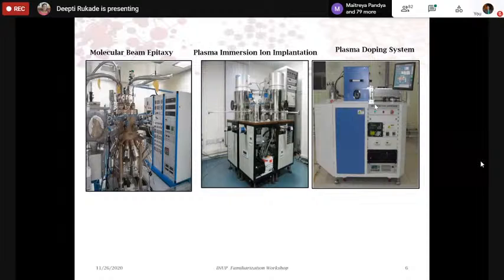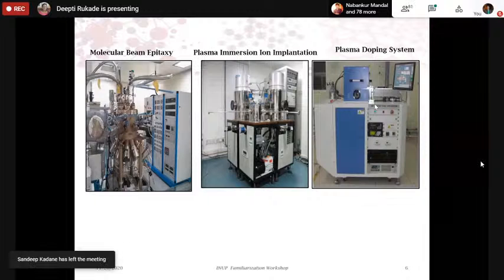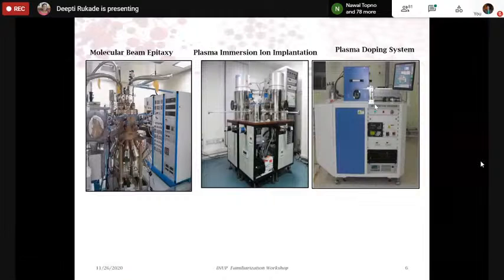So here normally we use plasma immersion ion implantation, which at IIT Bombay is also indigenously developed by the IIT Bombay students. This is a very shallow implanter. You can get implantation up to a maximum depth of around 150 nanometers. That is how it is optimized. And this was a very old system which was developed some 10-12 years back.